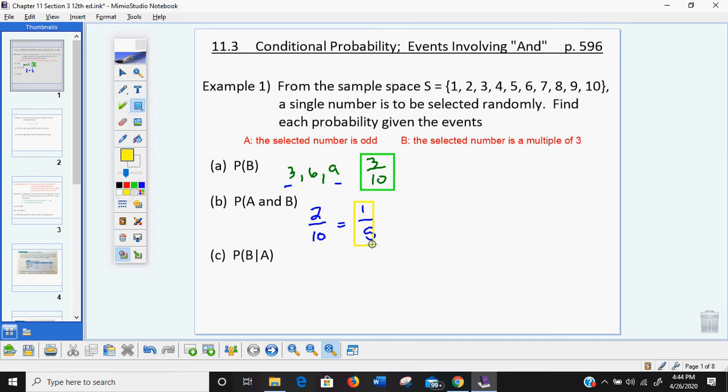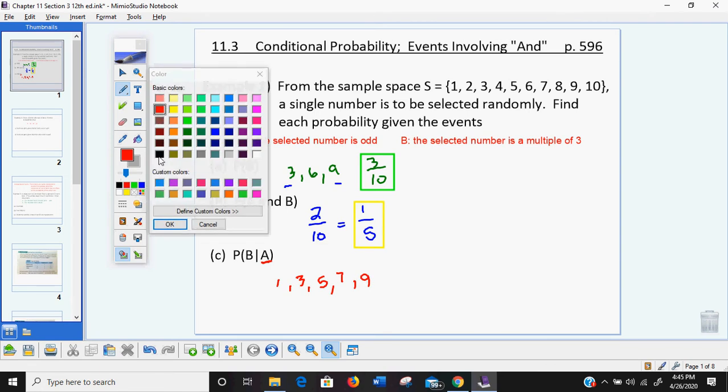Now let's look at part C. Part C has a line in it. Let's talk about what that means. This line right here means "given." The probability of B given A. That means all you care about, all you're looking at to begin with, is the A's, okay? Given it's already an A. So let's go up here and look at A. Select the number as odd. So we're talking about 1, 3, 5, 7, and 9. Those are all our odd numbers.